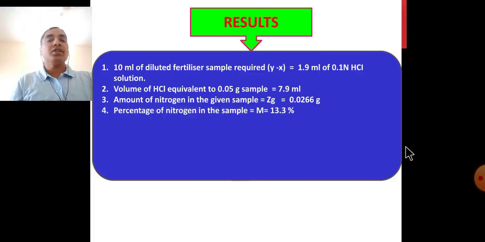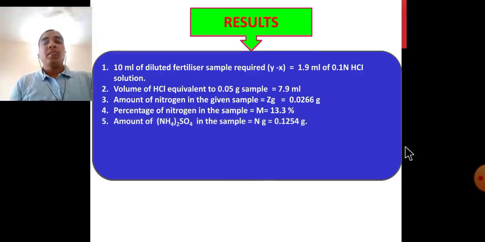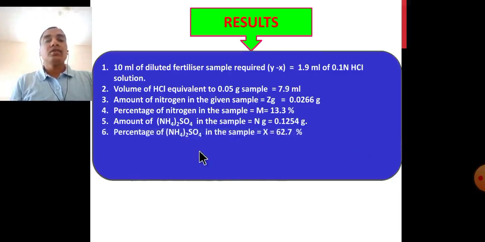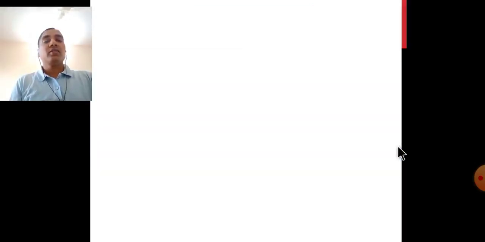Percentage of nitrogen in the sample is equal to M, which is 13.3% of nitrogen in the given sample. Fifth result: amount of ammonium sulfate in the sample is equal to N gram, which is 0.1254 gram of ammonium sulfate in the fertilizer sample. Sixth result: percentage of ammonium sulfate in the sample is equal to X, that is 62.7 percentage of ammonium sulfate in the fertilizer sample.